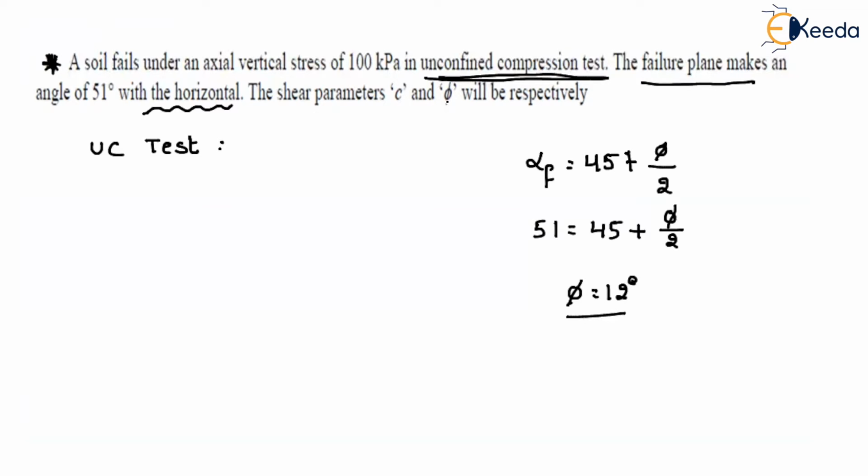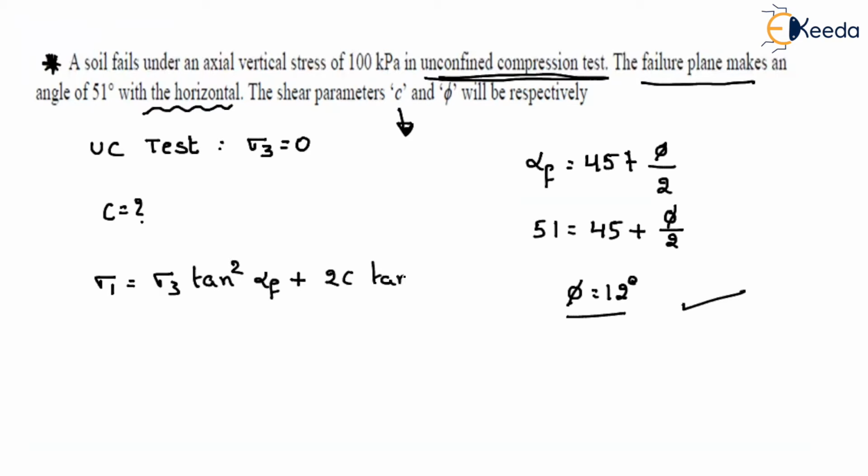Now, what do we have to find? Again, we have to find out the cohesion also. As of now, we have got the phi value. Then how can I find out the cohesion value? If you remember, in an unconfined compression test you don't have any minor stress, that means sigma 3 is equal to 0. If I write down the failure equation in terms of the effective stress, how can I write it? If you remember, sigma 1 equals sigma 3 into tan square of alpha f plus 2c tan alpha f.